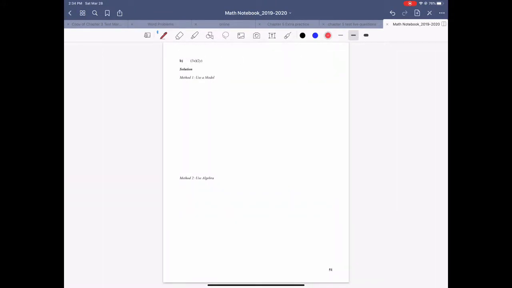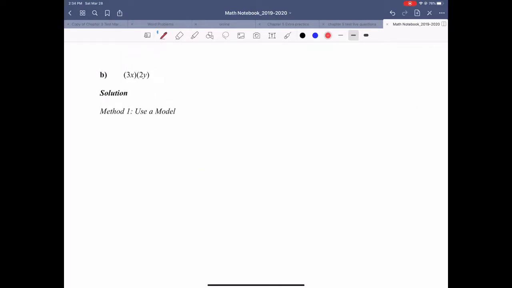Okay, next example. Use a model to do it. Here, 3x times 2y. So this is monomials multiplied together. How do we do that? Because these are not the same variable, you can just assume x represents a rectangle. We always know that x represents a rectangle, but y is not a rectangle. If it were a rectangle, it would be the same as x, and that's confusing. For me, I will just treat it as an oval shape.